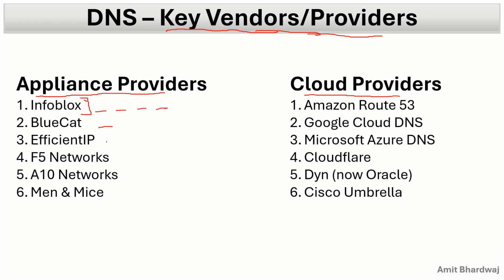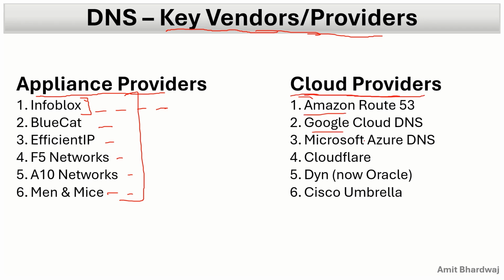Same is the case with BlueCat, Efficient IP, F5, A10, and in fact, Men and Mice. And it does not stop here. There are other service providers also which are providing appliance-based solutions. Now, let's look at the scenario where the appliance based solution may not be the best solution for corporates. They don't want to manage that appliance, maybe because of a power issue, maybe a space issue, or such a thing, where they want it as a service. And that is where cloud providers come into the picture.